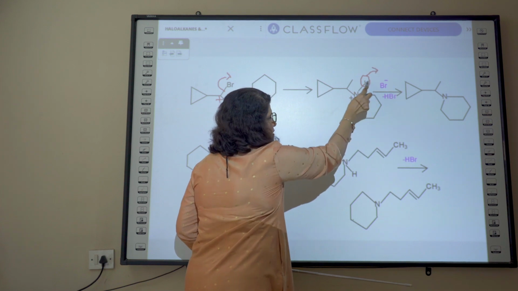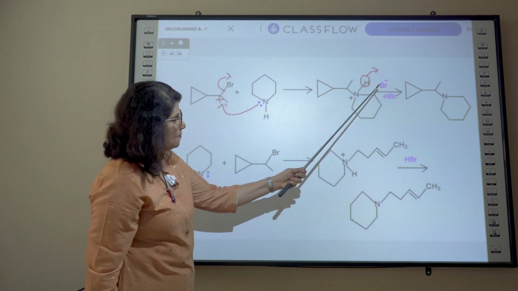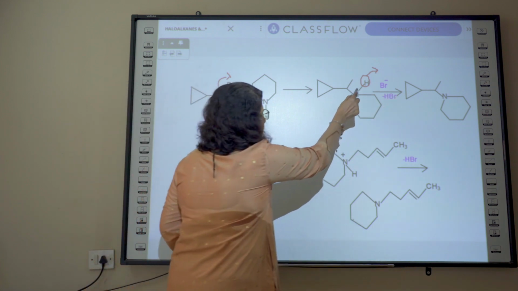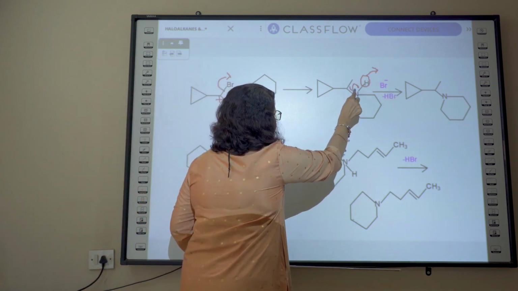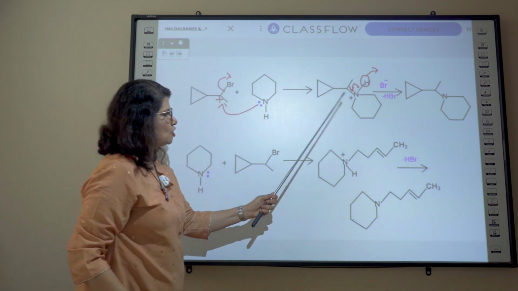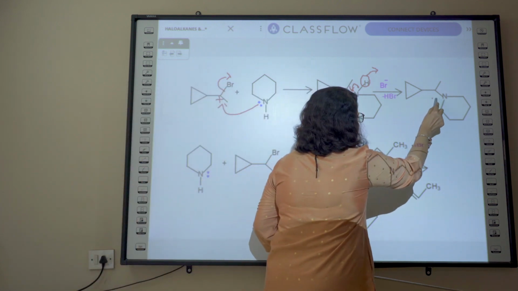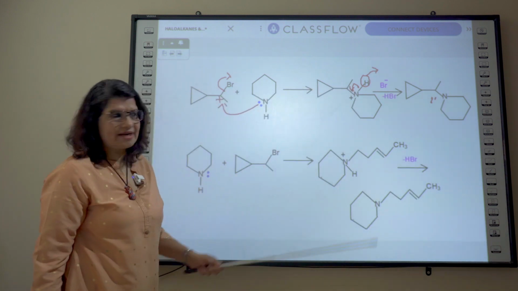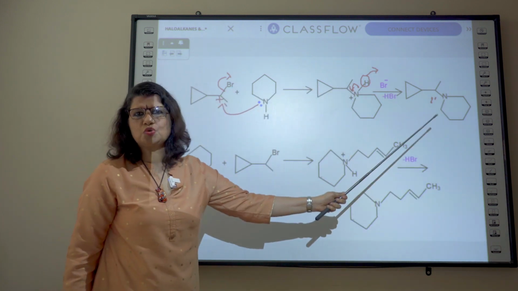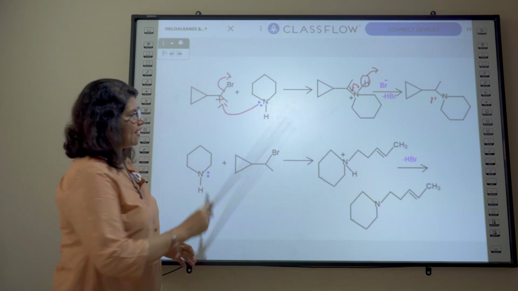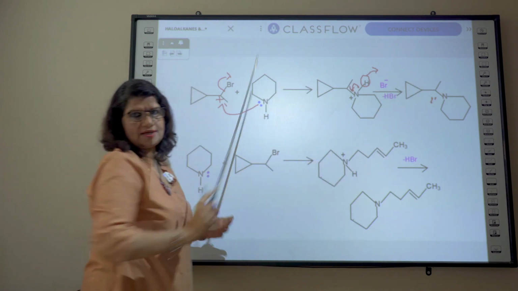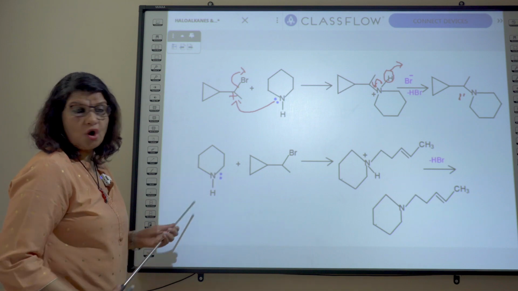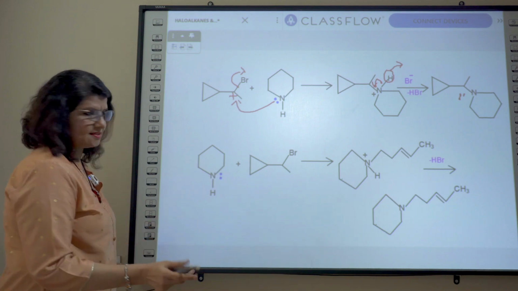So this hydrogen will be lost as H+, which will combine with Br- to give you HBr, and this bond will be free and will produce 2 electrons on the nitrogen. So nitrogen gets back the 2 electrons and the positive charge is neutralized. Okay, so that explains the formation of this product. Now, what happens in the formation of this next product? Let's look at that discussion.